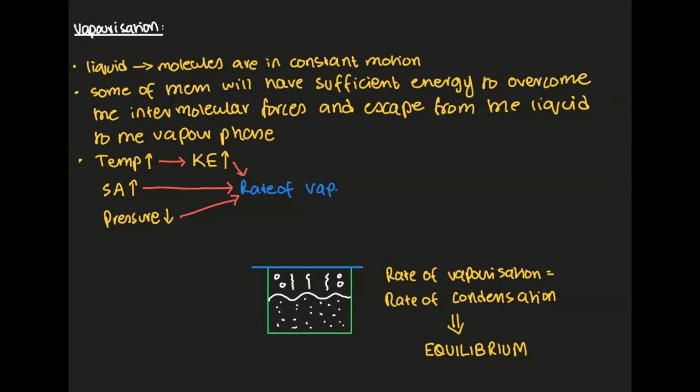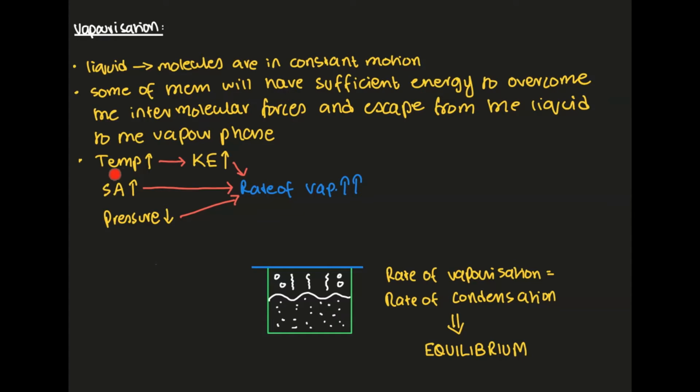So now let's look at a few factors that affect this rate of vaporization. The first one is temperature. If your temperature increases, the molecules are going to have more kinetic energy. Because of that, they're going to start vibrating faster, especially the ones at the surface, and these are going to escape out of the surface of the liquid. So because of that, the rate of vaporization is going to increase.